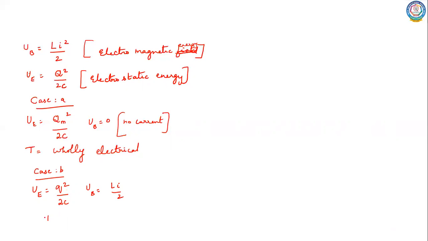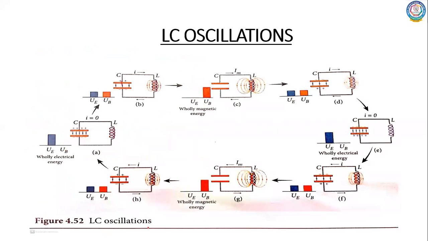So what will be the total energy now? The total energy will be the sum of electrical energy and magnetic energy. So this will be the total energy with respect to case 2. That is represented here. So 50-50 here. Now UE also is there, UB is also there.